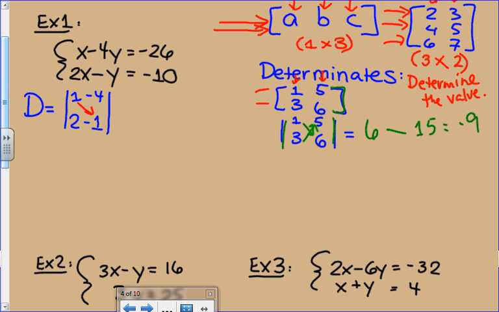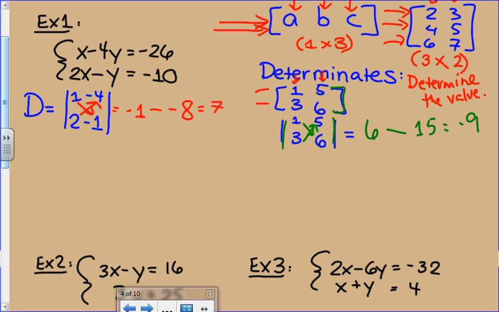Here we go. 1 times negative 1. 2 times negative 4. Negative 8. Always a minus in between. Always. So it becomes a plus. Negative 1 plus 8. 7.